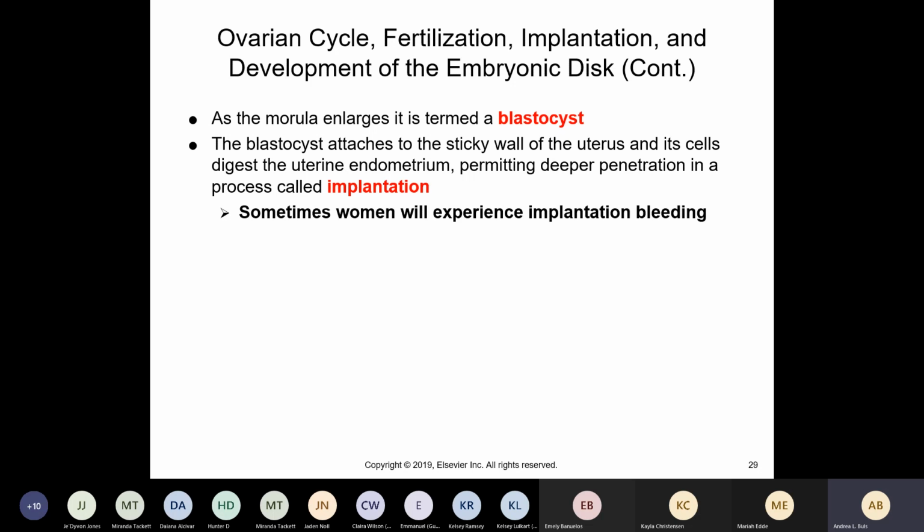So as the morula enlarges, it's a blastocyst. The blastocyst attaches to the sticky wall of the uterus, and its cells digest the uterine endometrium, permitting deeper penetration, and that is called implantation.